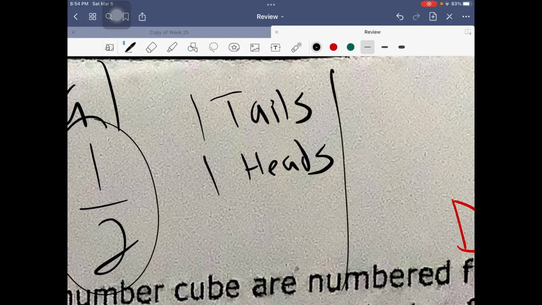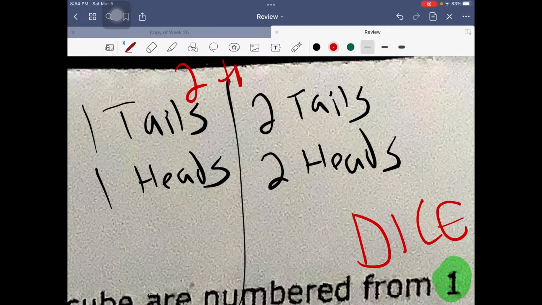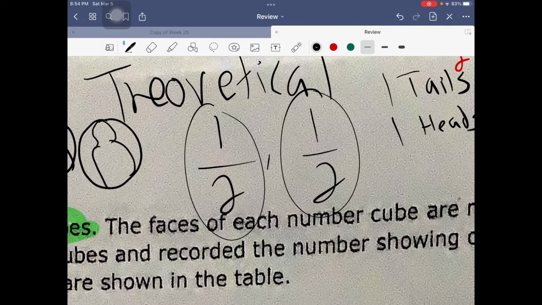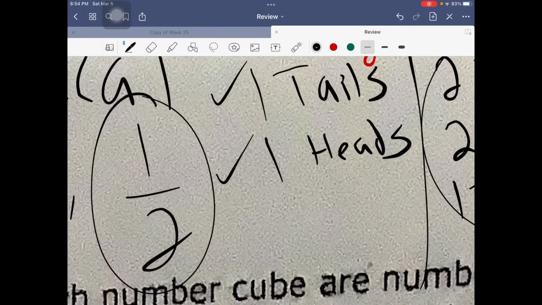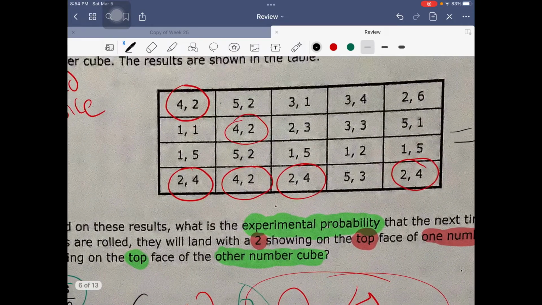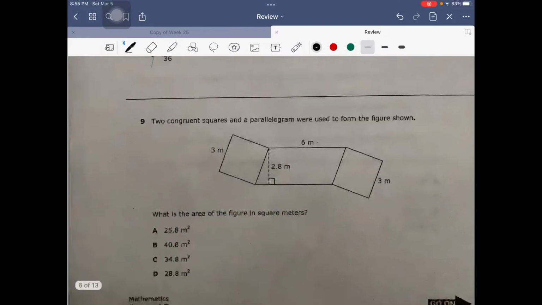But experimentally, we can get 2 tails, we can get 2 heads if we did just 2 throws, or we could get 1 tail and 1 head. Experimental is what you actually get. Theoretical is what it should be, according to statistics: 1 and 1, half and half. So what we actually got was 6 out of 20, and then we just reduced it, which is 3 out of 10. And that was it. Now, number 9.